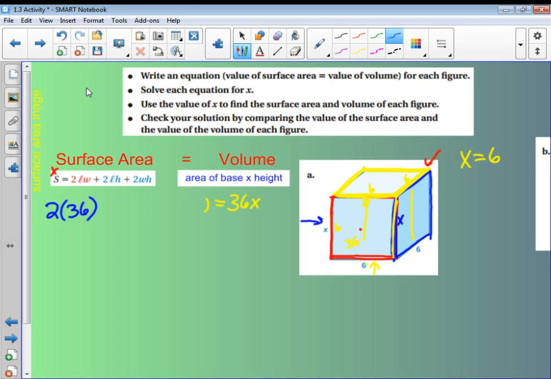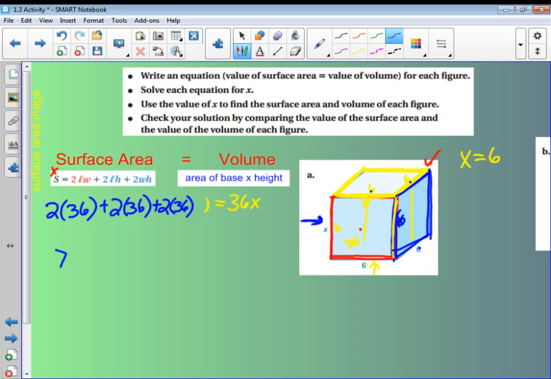Then I've got my right and left. So this was 6 here. So 6 times 6 is 36. There's another one there. So there's two 36's. And then we already knew the top was 6 times 6. So that was, again, another bottom. So plus two 36's.